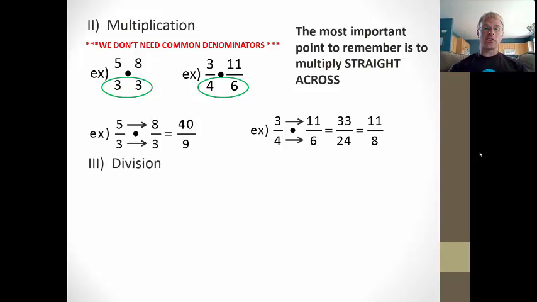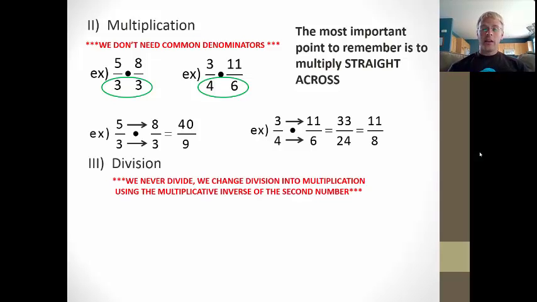So that's multiplication. But what about division? Well, here's the catch. We are never actually going to divide fractions. Dividing fractions is really multiplying by the multiplicative inverse of the second number. What does that mean? Well, remember, multiplicative inverse was the reciprocal. So what we're going to do if we're dividing fractions is we're going to change the division to multiplication and change the second fraction to its multiplicative inverse, to its reciprocal.